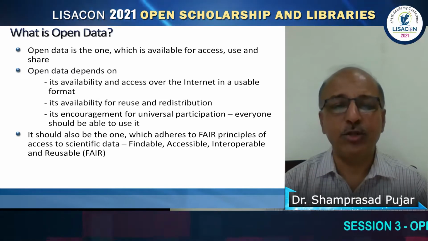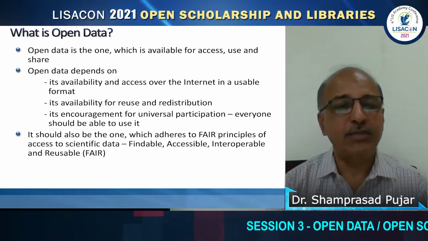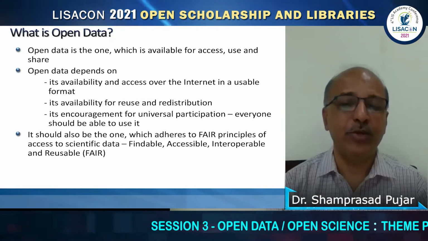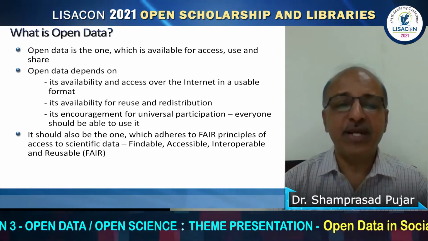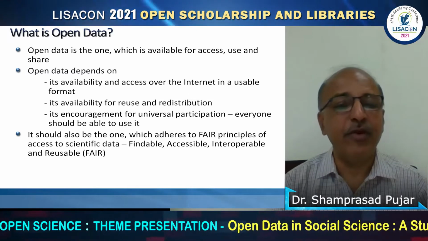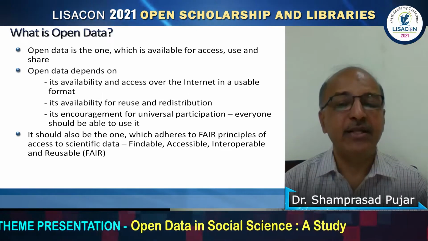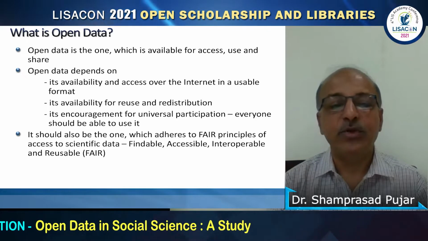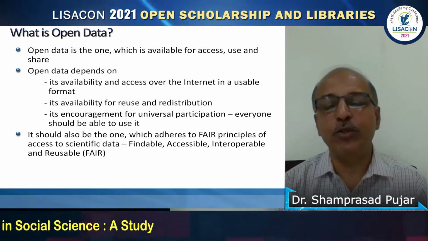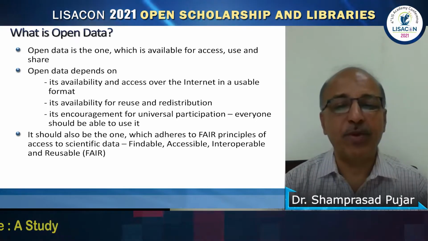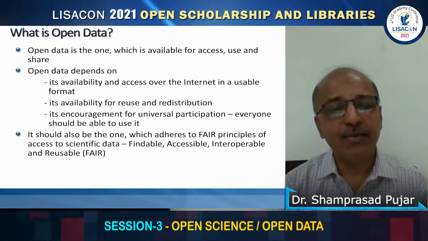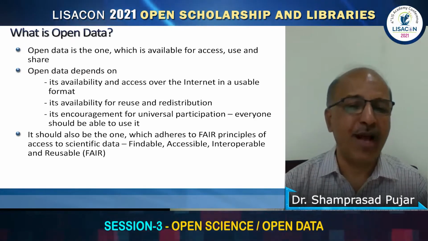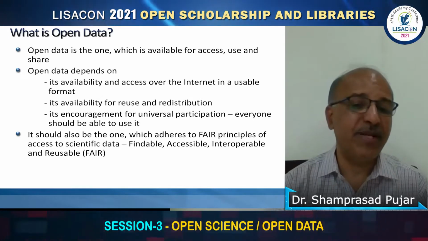Secondly, its availability for reuse and redistribution. The policy should be very clear. The data made available as open data can be reused and redistributed. Then the third thing is its encouragement for universal participation. Everyone should be able to use the data, without any bias. It should not be that the data can be used only by particular people of a particular region. Once it is made available, it should be accessible to everyone irrespective of caste, cadre, or region.